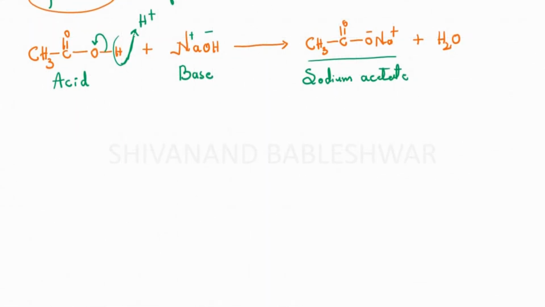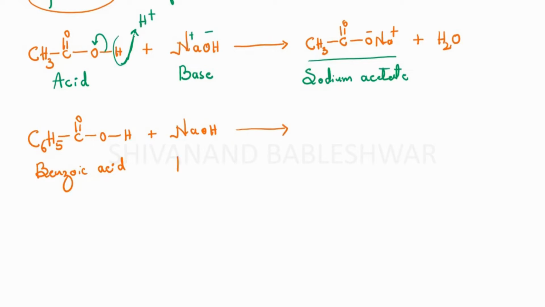We will take an aromatic carboxylic acid, benzoic acid, C6H5C=O OH. This is called benzoic acid. When we treat this benzoic acid with sodium hydroxide, or you can even treat it with potassium hydroxide, which is a base, we will have a salt of that carboxylic acid, C6H5C=O O minus Na+, along with the formation of water. This compound is called sodium benzoate.